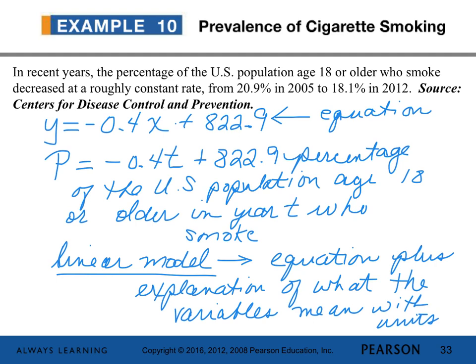A linear model, and that's what this is, the long phrase is linear mathematical model. The linear model here, you need to understand, is the equation plus an explanation of what the variables mean with the units of measure on those variables. T represents time, which is the specific year. P represents the percentage in that year. In the next section, we'll learn about function notation, and this would actually be written in function notation as P of T.